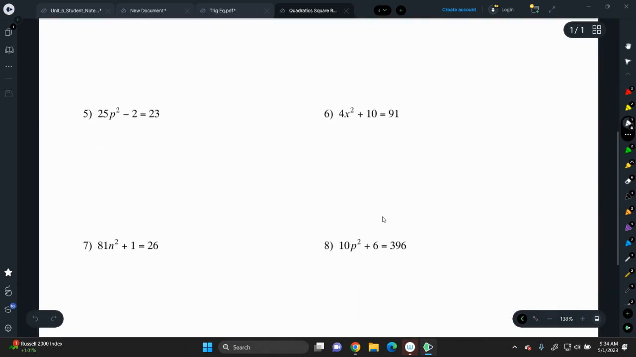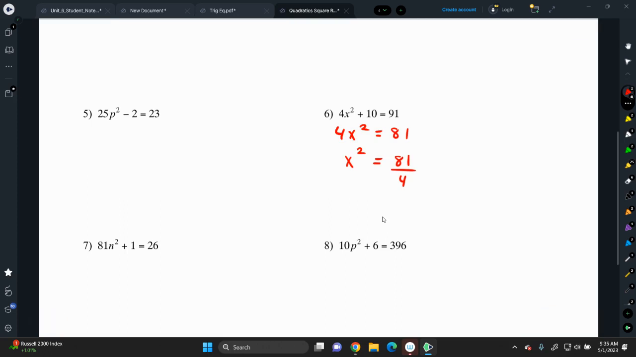Okay. So number 6, we're going to subtract 10 from both sides, right? So we get 4x squared equals 81. And then we'll divide by 4. Okay. Leave it like that. 81 and 4 does not reduce. But if you notice, they're both perfect squares. So when I take the square root of both sides, I get x equals plus or minus the square root of 81 over 4. We okay with that so far?